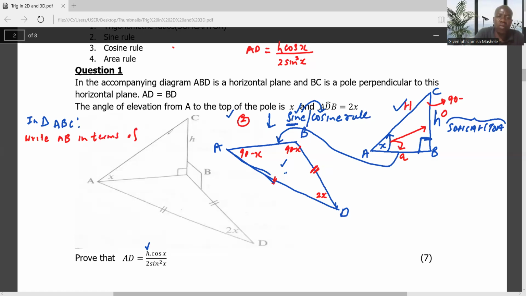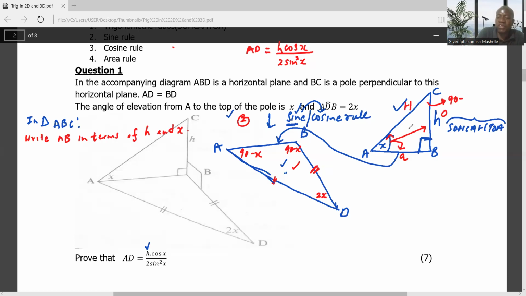in terms of H and X. Why H and X, guys? Because if we write it in terms of H and X, we'll be able to use it in the second triangle. So how are we going to do that? We want this X to be part of our expression, but the H should also be part of it, and the AB as well. Why AB? Because AB is a common side.